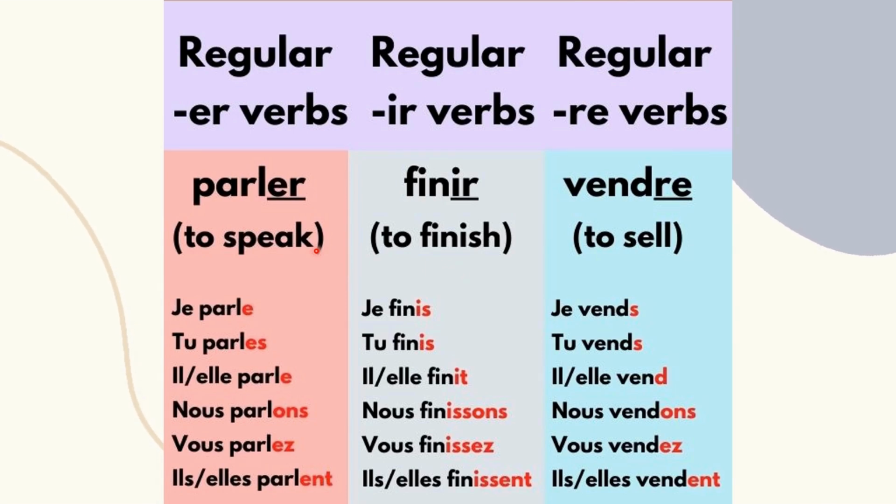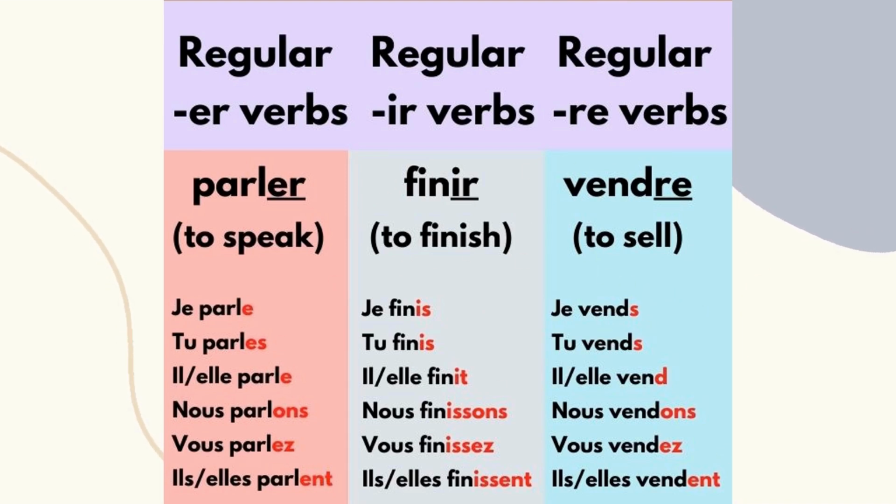So, if I talk about finir, in this form it means to finish. When you conjugate it in the present tense, for example, je finis, here it means I finish. Basically, we are conjugating these verbs in this way in the present tense.